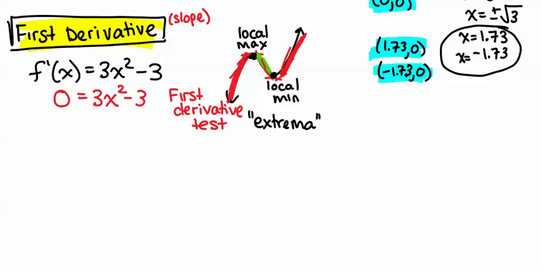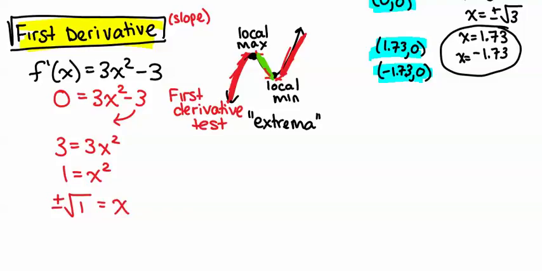So let's solve this equation. I think it'd be easier if we just bring the negative 3 over, or add 3 to both sides, however you think of it. So 3 equals 3x squared. I'm going to divide both sides by 3. So 1 equals x squared. Then I'm going to square root both sides. And I have to have a plus or minus sign when I square root. So my answer is x equals 1 and x equals negative 1. So that'll be my max and my min.